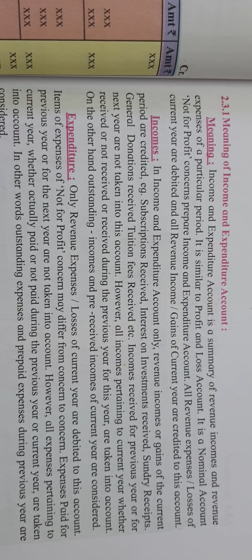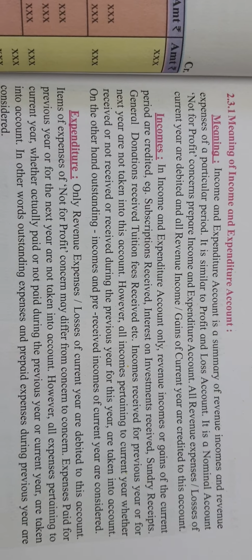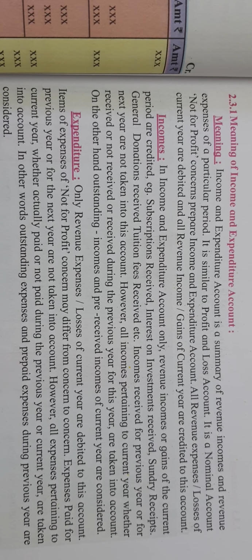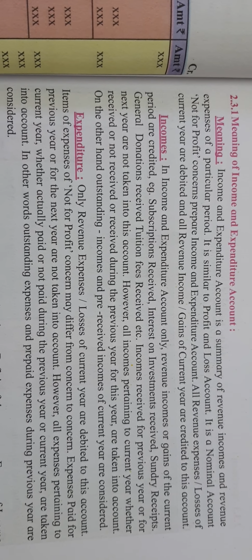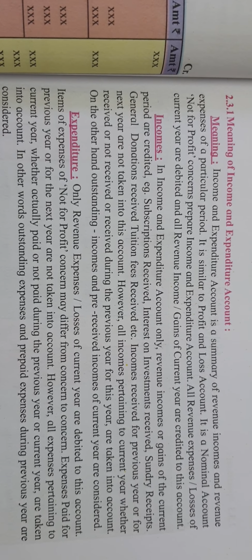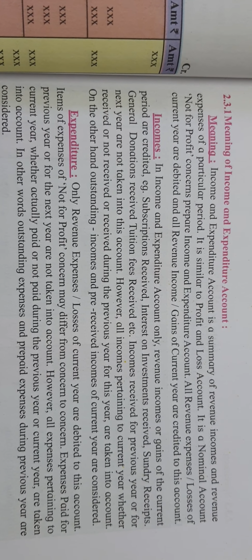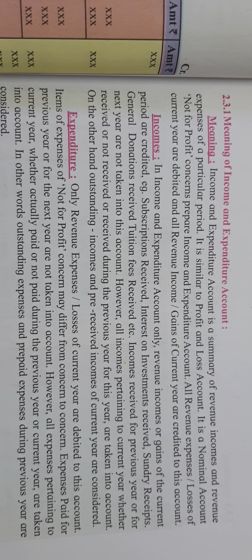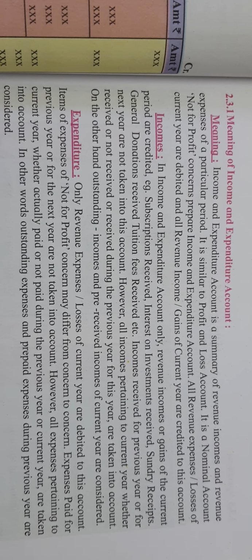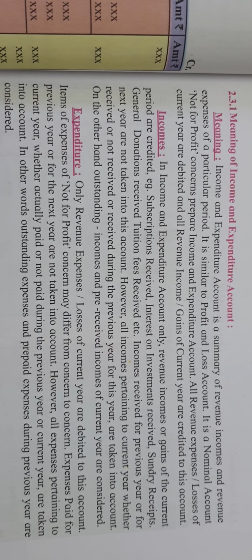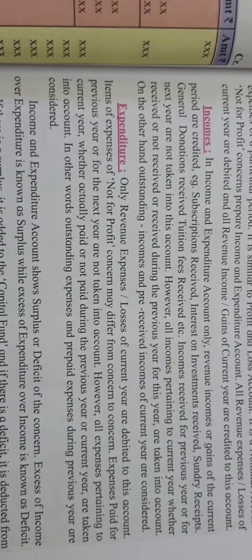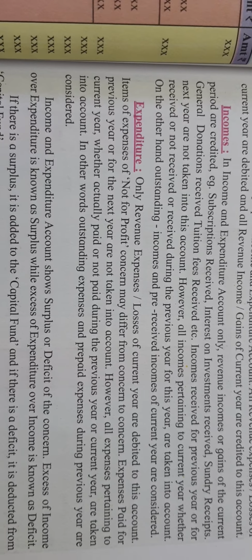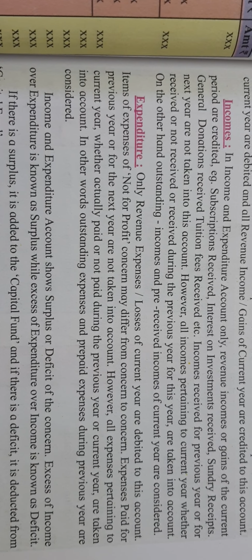It looks similar to the profit and loss account, and it is a nominal account. If you study the format of the income and expenditure account, you will know why it is called a nominal account, right? And this income and expenditure account will be prepared with the help of the receipts and payments account. Now see, in the income side, revenue income and gains of the current period are credited.